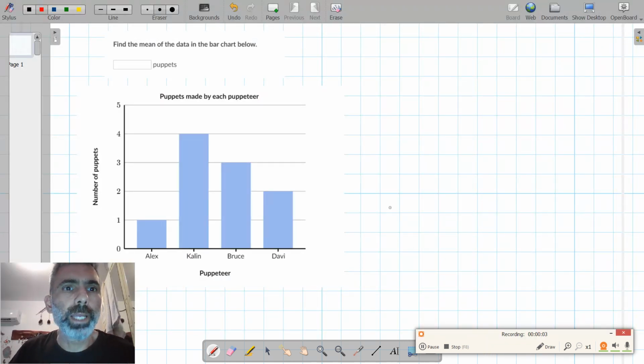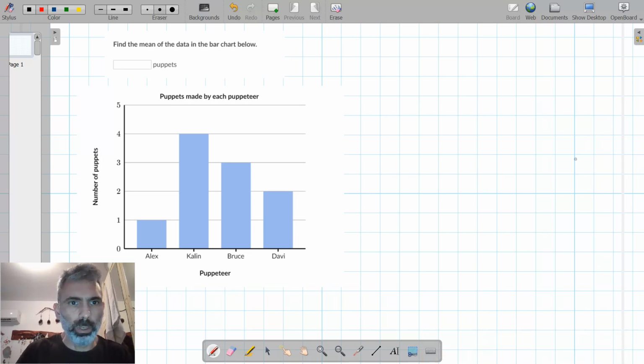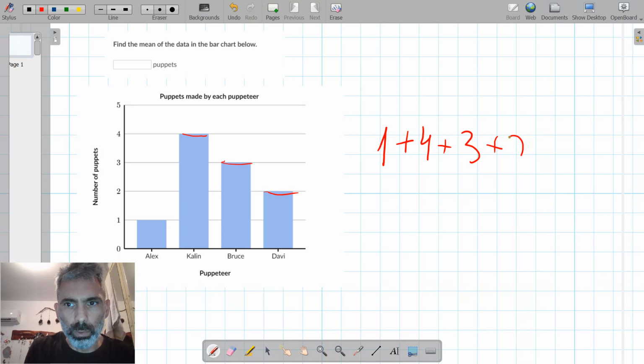Find the mean of the data in the bar chart below. Okay, so we have a chart that represents puppets made by each puppeteer. On the y-axis we have the number of puppets, on the x-axis we have the names of the puppeteers, and now we have to find the mean number of puppets. Okay, so Alex made 1 puppet, Kaylin made 4 puppets, Bruce made 3 puppets, and Davi made 2 puppets.